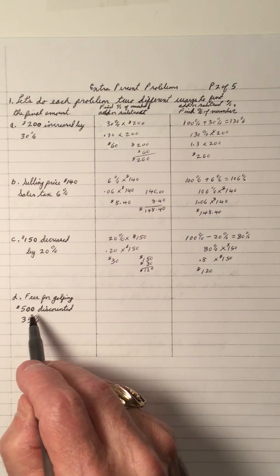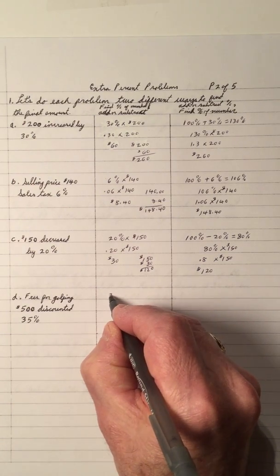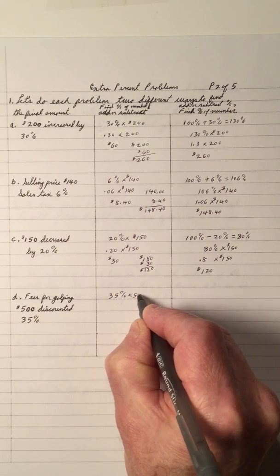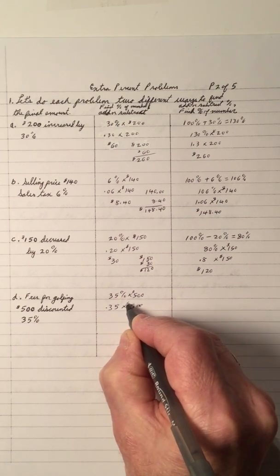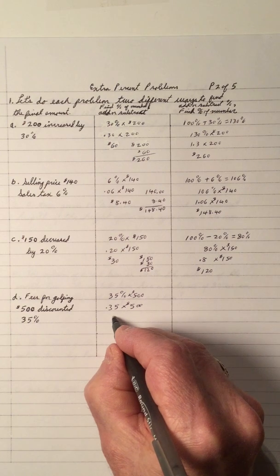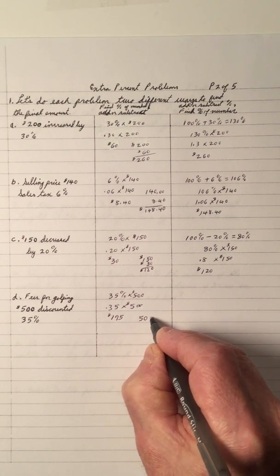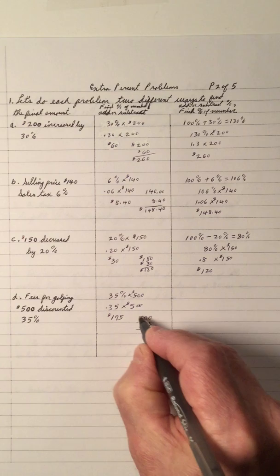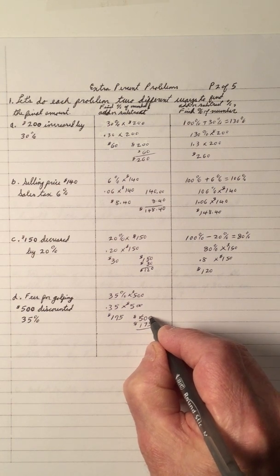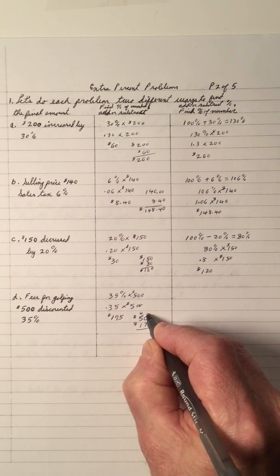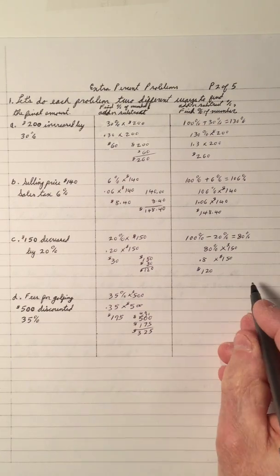A fee for golfing, fees for golfing is $500, discount at 35%. So if we discount 35%, that's 35% times the 500, which is decimal .35 times the 500. And .35 times 500 gives $175. And that's a discount, so we're taking the $175 off. Can't subtract, so that's a 4, that becomes a 10, can't do it, so that's a 9, and that's a 10. So that's a 5, 2, so that's 325, or you can use your calculator.